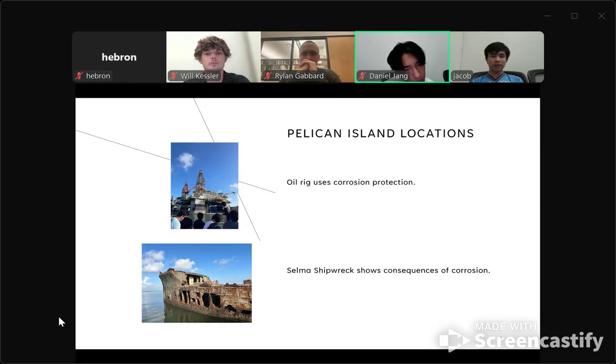In relation to our thesis, the oil rig shows correct use of corrosion protection, where any components exposed to salt water use specific coatings and materials resistant to the corrosive impacts of salt water to fight rust and allow it to last longer. And on the bottom, the Selma shows how when anti-corrosive coatings and materials are not used, the salt water will come in contact with the vessel, causing it to rust and corrode due to unprotected contact, and the ship will eventually break down.